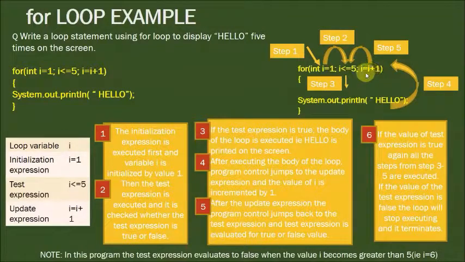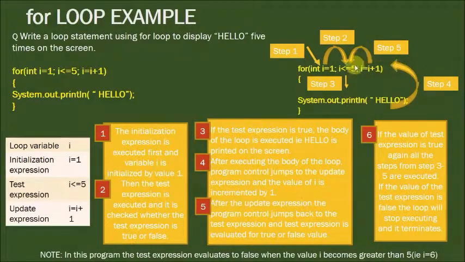After executing step 4, which is the execution of the update statement, the program control jumps back to the test expression. So the test expression is evaluated for a true or false value. Step number 6 is: if the value of the test expression is true, again all the steps from 3 to 5 are executed. So again, if this test expression is true, steps 3, 4 and 5 are executed.